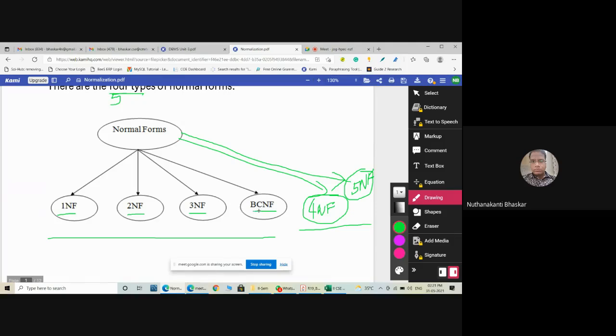This is Boyce-Codd. Already I told you, all these normal forms are supported by Codd only. Boyce-Codd normal form, BCNF. All of you clear on the six normal forms? Now we will discuss them one by one. Today, I'm going to discuss the first normal form. All of you clear this?